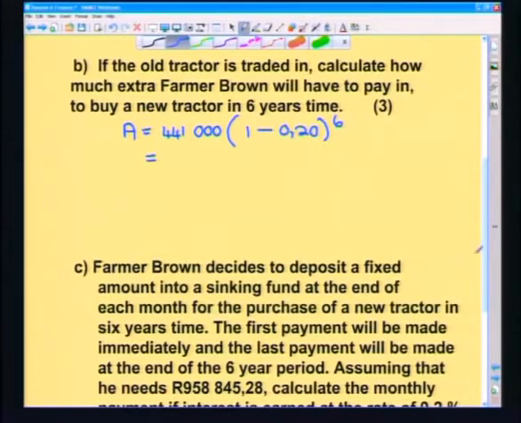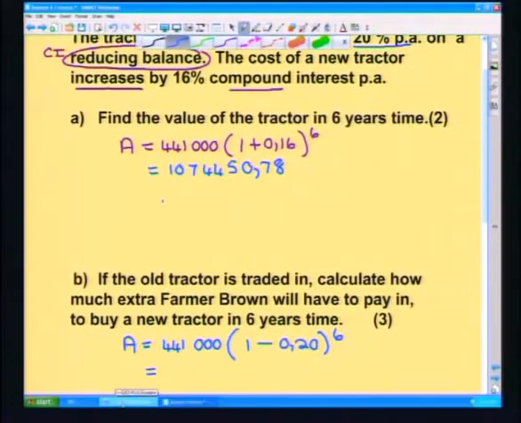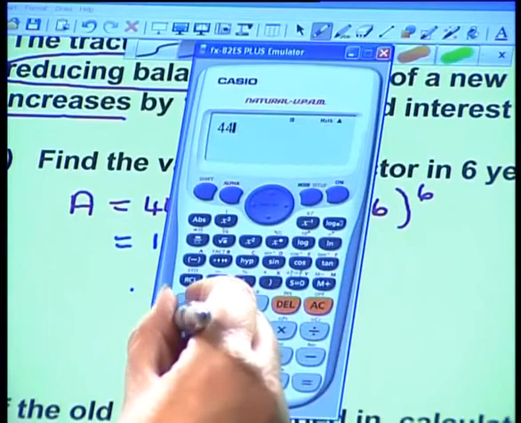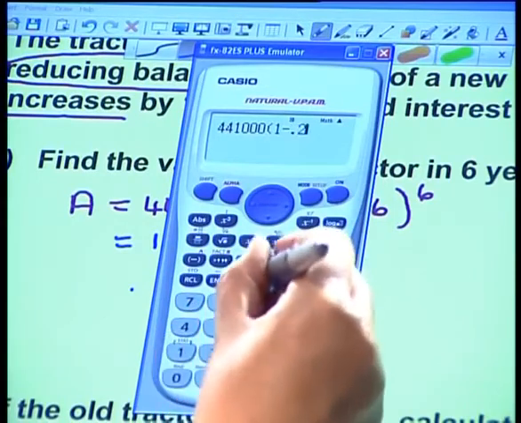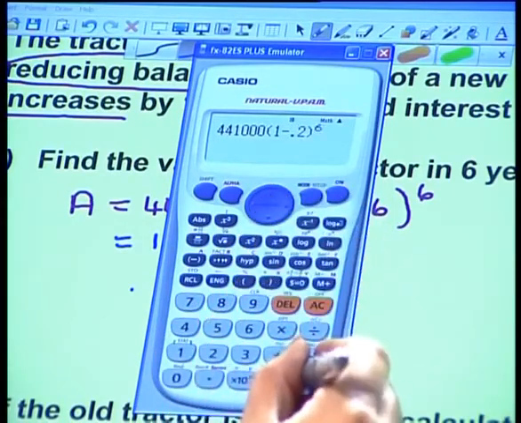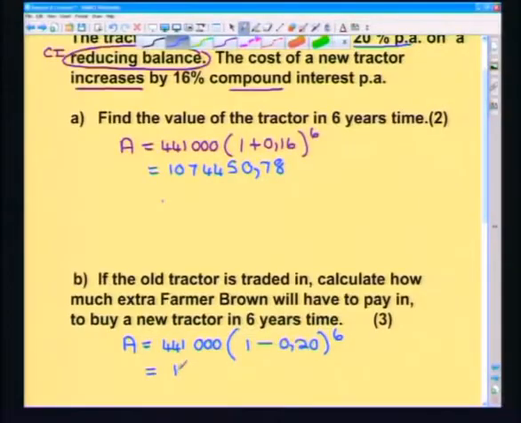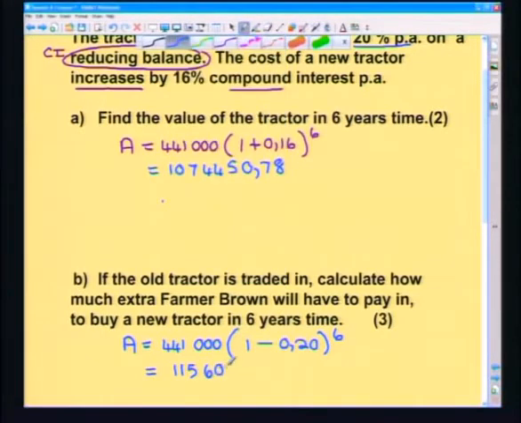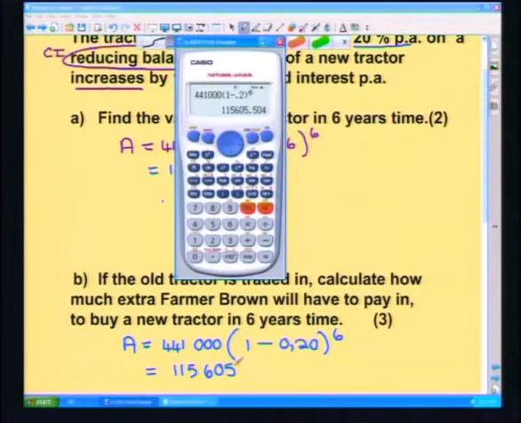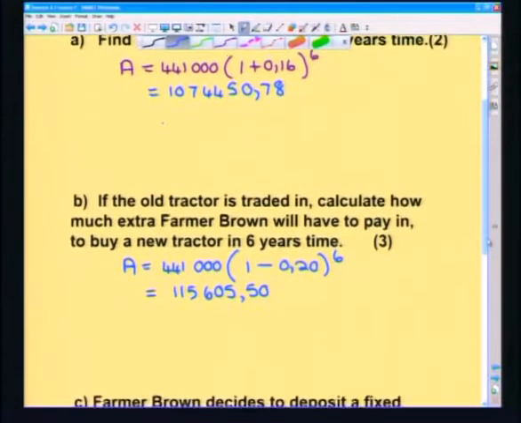Right, so let's see how we look. Let's pull this down a bit so we don't have that problem with the calculator in the way again. And let's bring the calculator up. And what we're going to do now is we're going to go 441,000, open the brackets, 1 minus 0.2, close the brackets, raise to the power 6. And we get the answer there. And you can see that the value of your tractor is considerably less than what it was when you bought it. So that is going to give me 115,605.50. So you can see there's quite a big shortfall here between these two values.